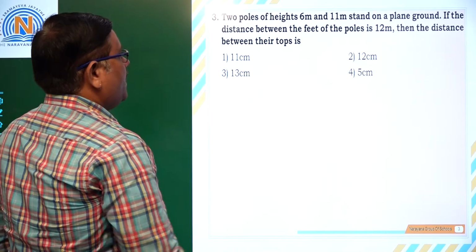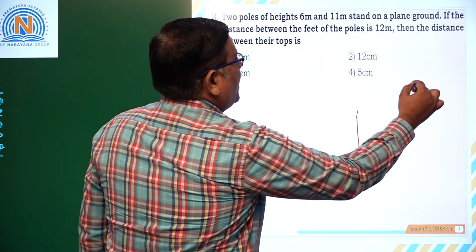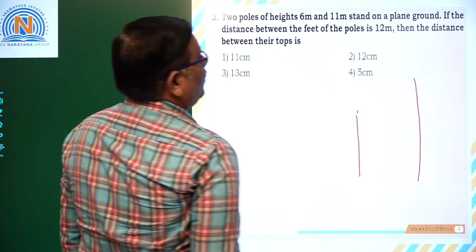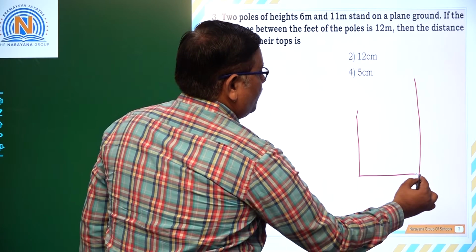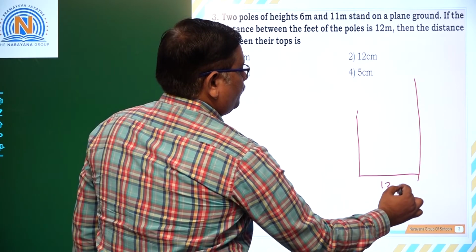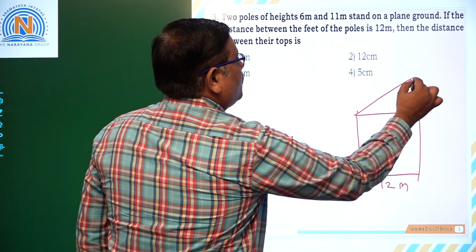Two poles of height 6 meters and 11 meters stand on a plane ground. If the distance between their feet is 12 meters, let us draw the horizontal here. Let us join these two.